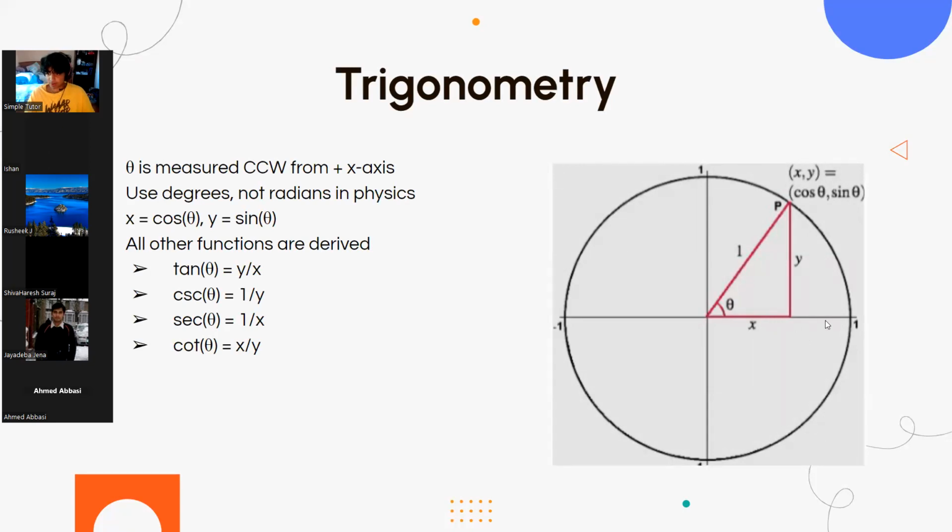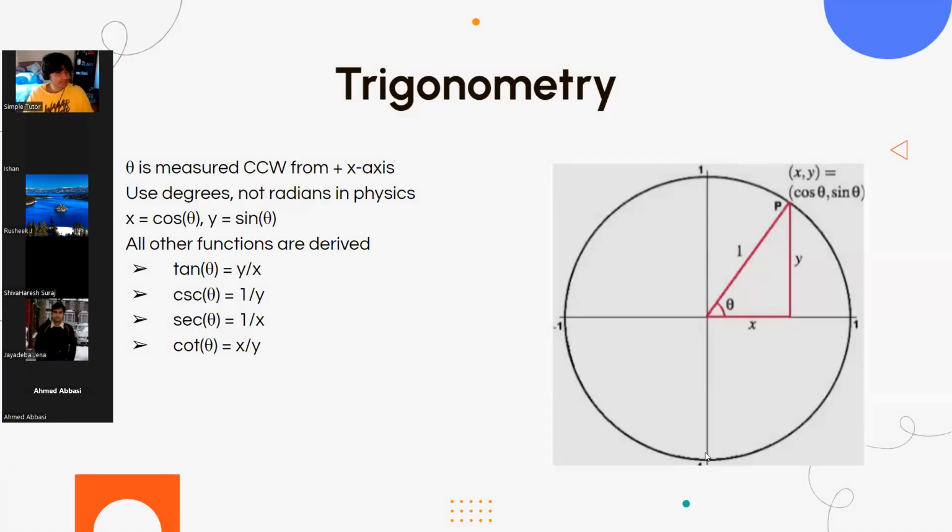So this is your positive x-axis, this line right here. We measure our degrees this way. So it goes around this way. So this is 90 degrees. This is 180 degrees. This is 270 degrees. And then therefore this is 360 degrees, and it repeats infinitely.